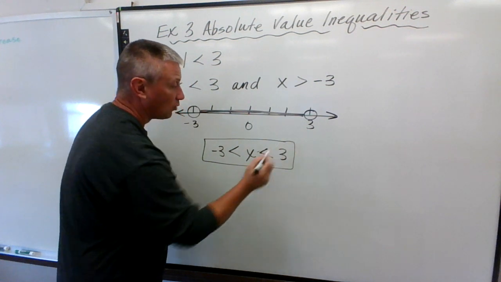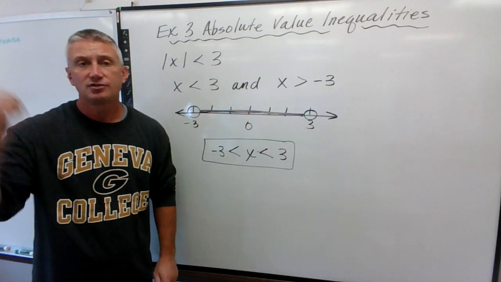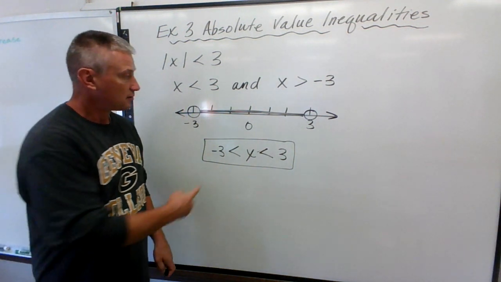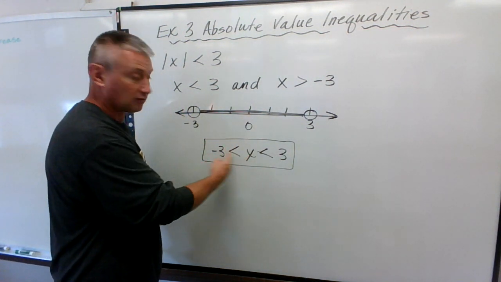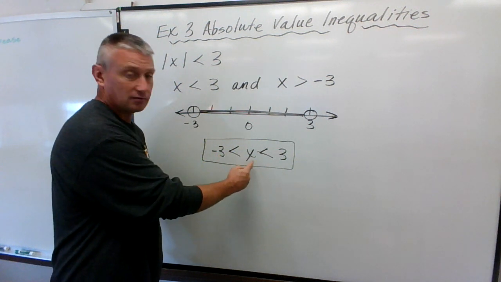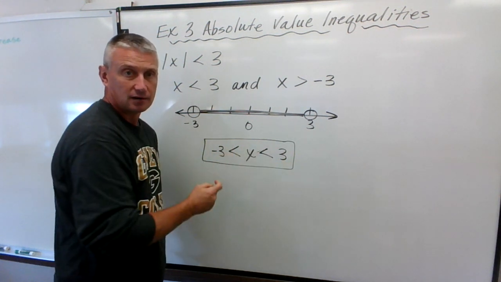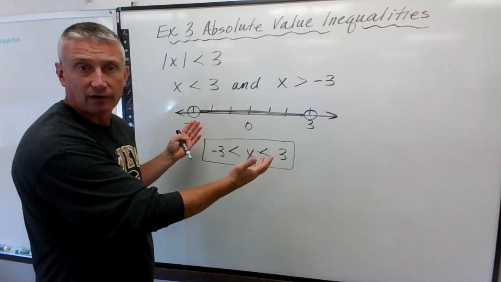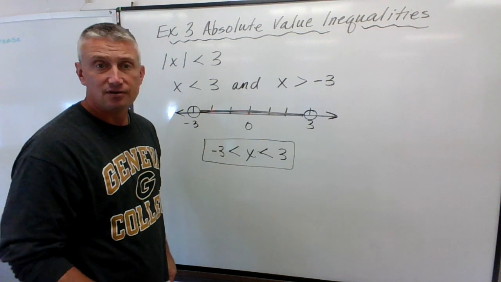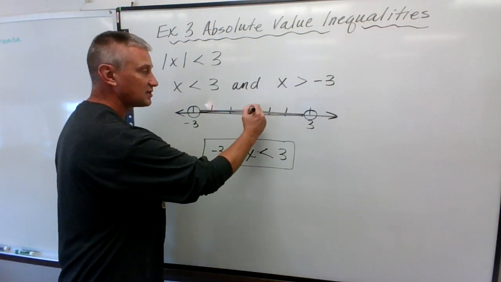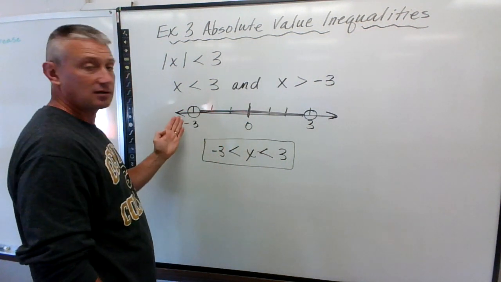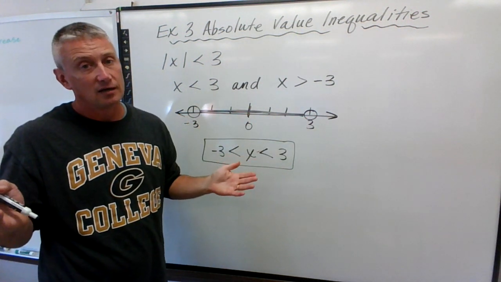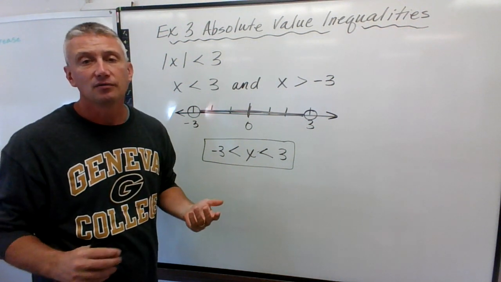Now, what else do I need to do? Always check it. Pick a number in there. Put 0 in there. 0 is greater than negative 3. 0 is less than positive 3. Therefore, it satisfies both. And you also notice that the distance from 0 this way is 3, and the distance from 0 that way is 3. So there you are with your absolute value.